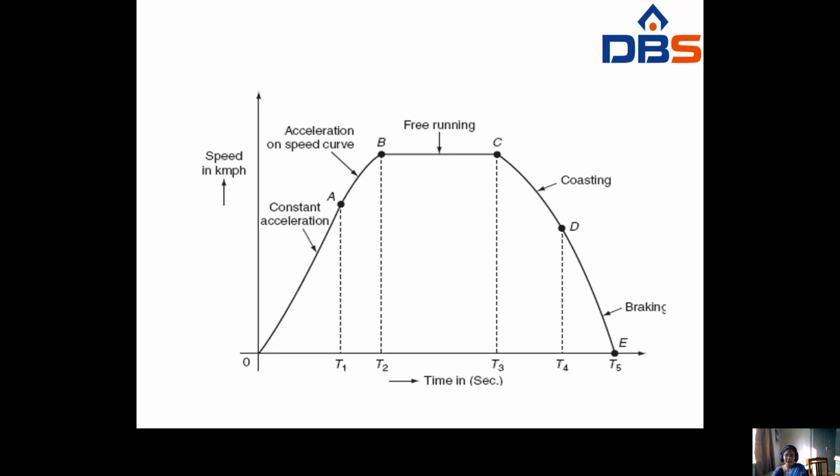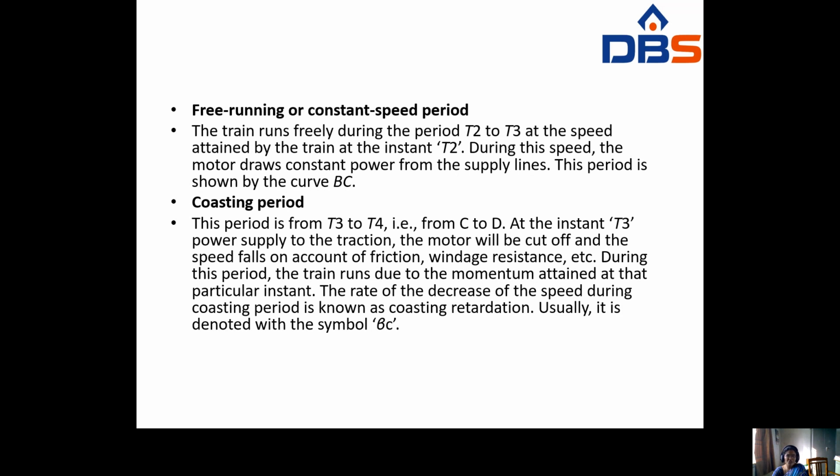Okay, so this is the free running period. Next one is the coasting period. In a speed time curve, the coasting period is from T3 to T4, that is from C to D.